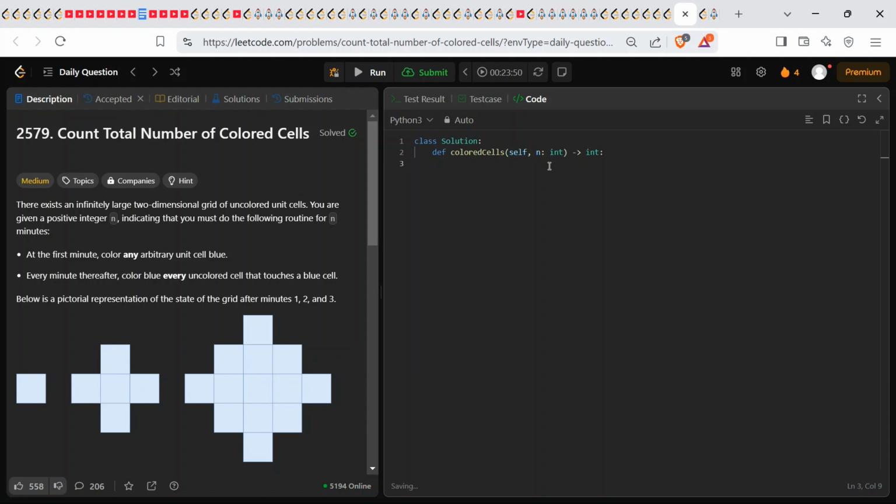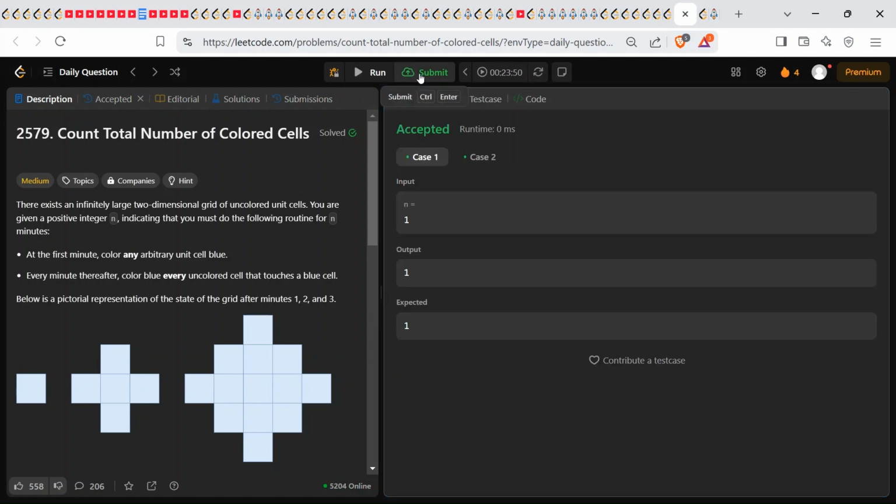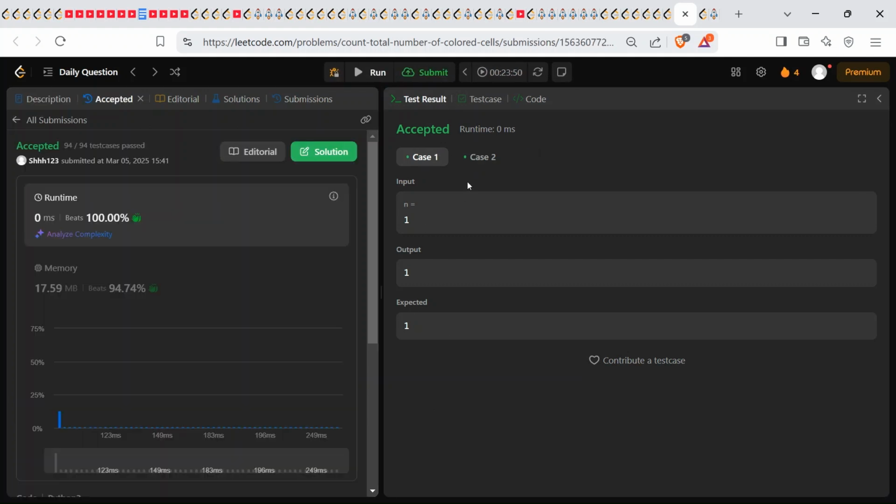So now let's code up the second mathematical code. This is also very easy. I would just return 1 plus 2 into n minus 1 into n. I have derived this in my dry run previously. You can check it out, like shifting the timestamps accordingly. It's passing the given test cases, and it's also passing the hidden test cases.